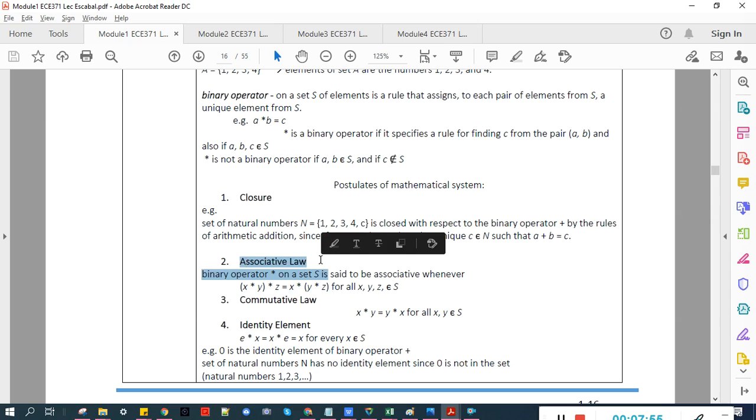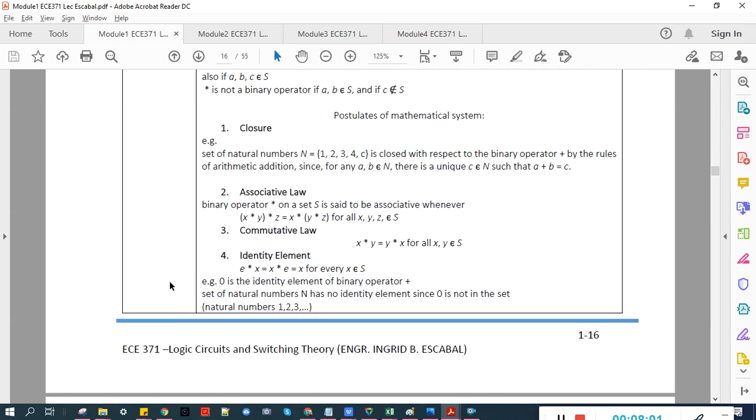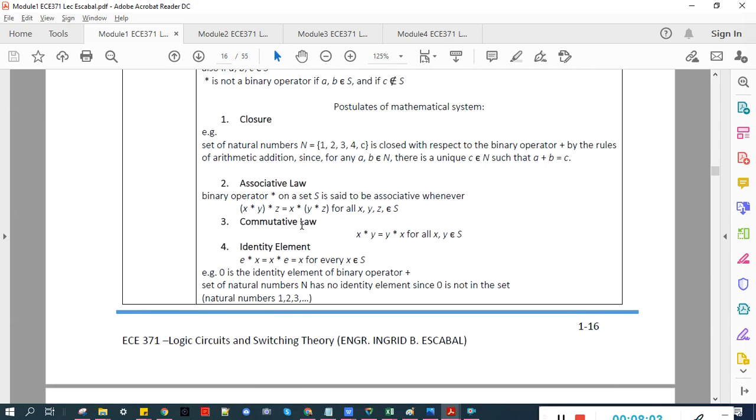That's for the associative law, still when x, y, and z are elements of the same set. Commutative law, it's the order between the elements. Associative is with regards to the groupings.